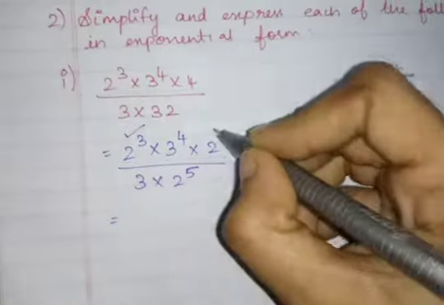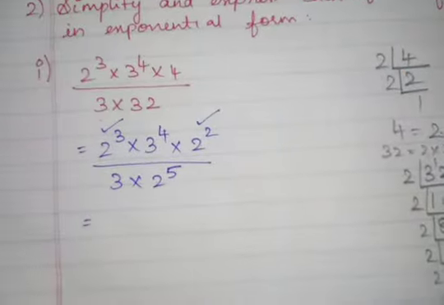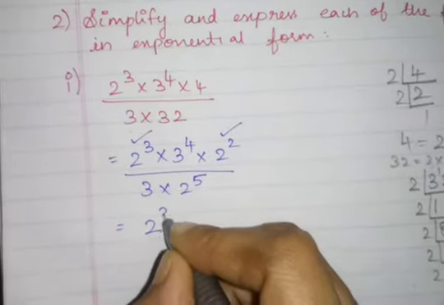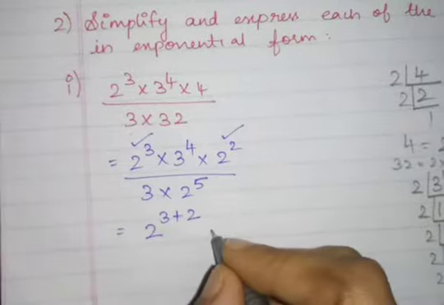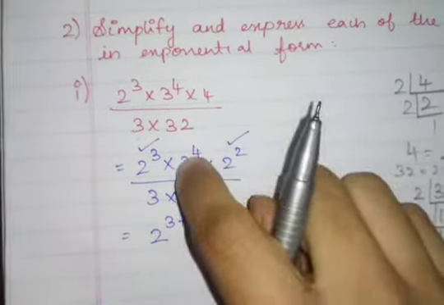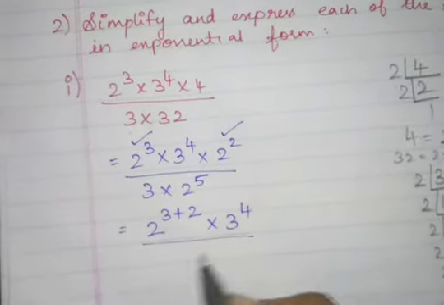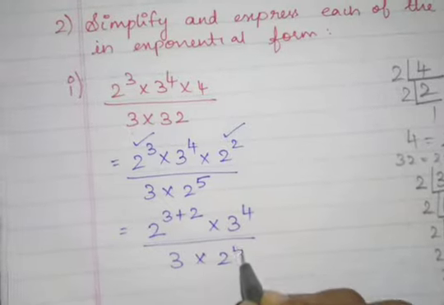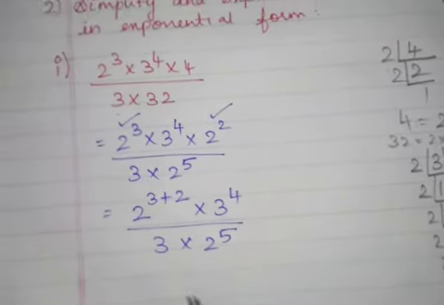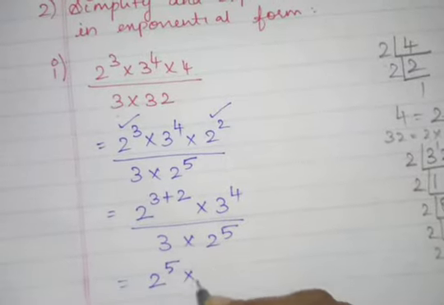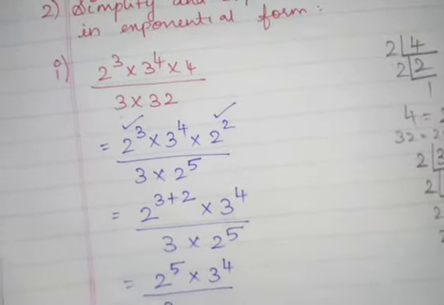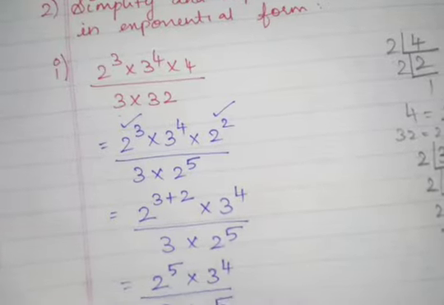This 2 cube and 2 square have the same base. So what will you do? 2 power 3 plus 2. I am adding the powers. 3 plus 2 into 3 power 4. This is kept here. Divided by 3 into 2 power 5. Now 2 power 3 plus 2, 3 plus 2 is 5, into 3 power 4, divided by 3 into 2 power 5.